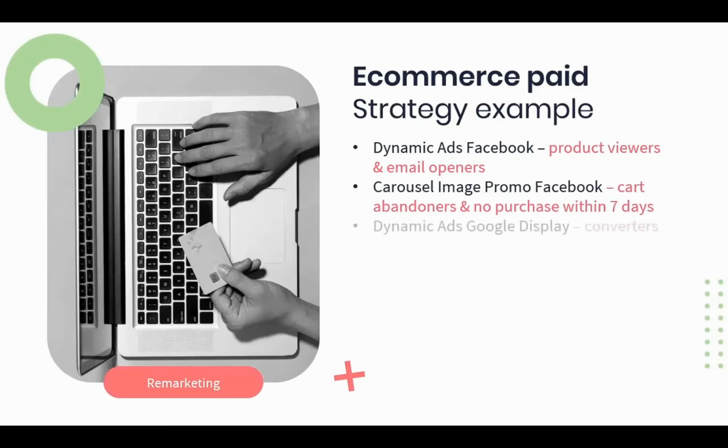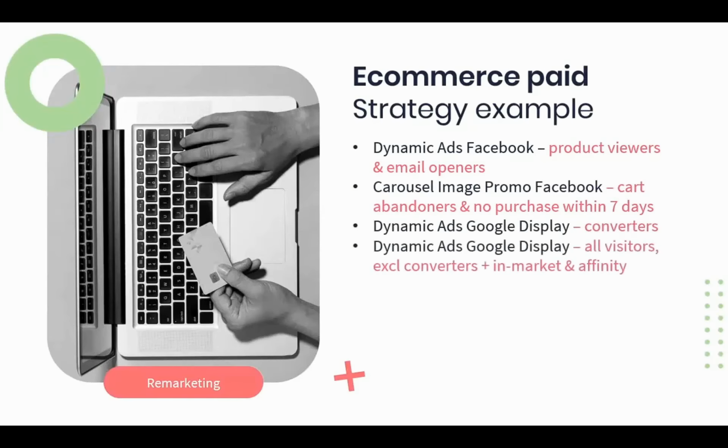We would also run dynamic ads across Google Display to converters in an effort to upsell different products. Then again, we would run dynamic ads on Google Display, but this time to all visitors excluding converters, and then we would add an additional in-market and affinity category. So essentially here, we would be targeting only all visitors that fit within an in-market or affinity category. Then we would run an exit pop-up on the site, excluding the cart page with the message to subscribe to email. So there would be a call to action there.